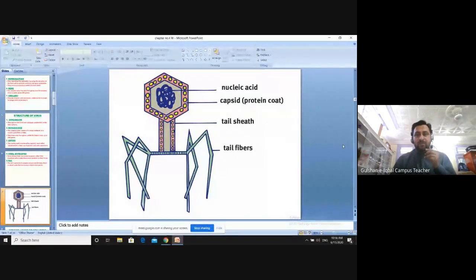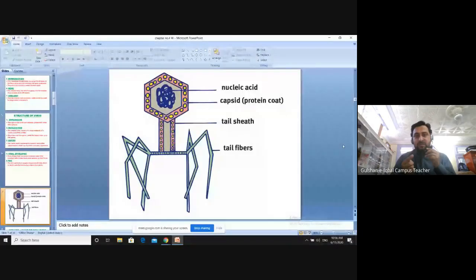There we have a tail. The tail is made up of protein. Again, you can see the smaller units of protein in that. The capsomers can be seen over there. And then they have the tail fibers. You can see these tail fibers.